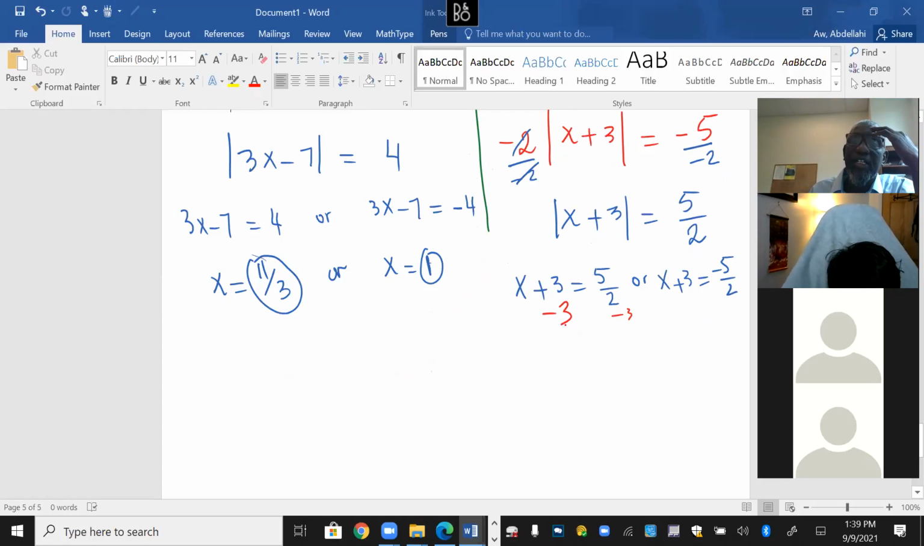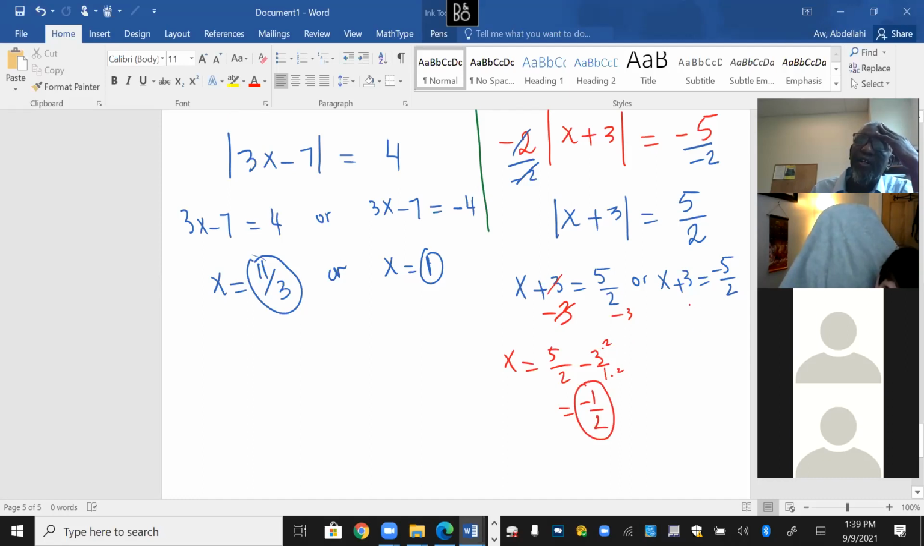So let's see what you get. It's going to be this: we get x equal to 5/2 minus 3. What fraction is that? If you write 3 as 3/1, what is the LCD? It's 2. So 5 minus 6 is -1, so -1/2. And the other one, we do the same: we get x equal to -5/2 minus 3. Again, it's 3/1, we multiply by 2, so we get -11/2.